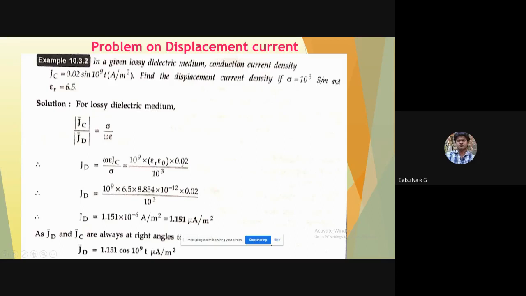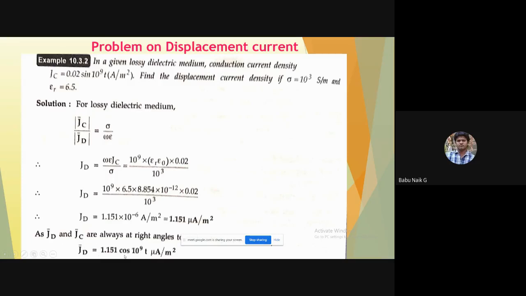And then jc is 0.02 upon sigma, which is 10 to the power of 3. So after substituting this and calculating, we will get the conduction current density equal to 1.151 micro ampere per meter square.